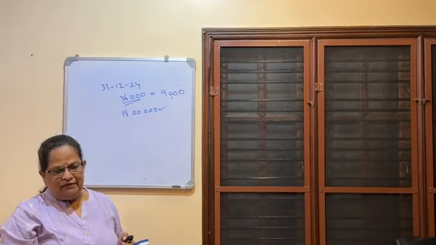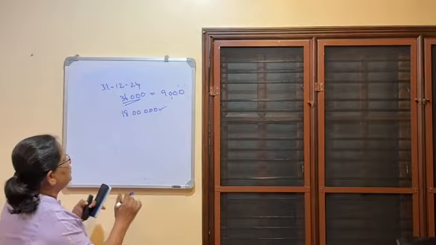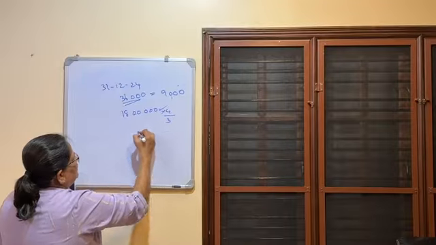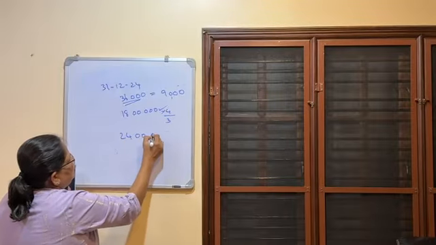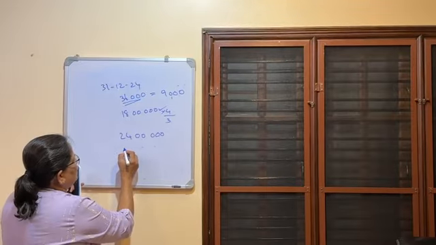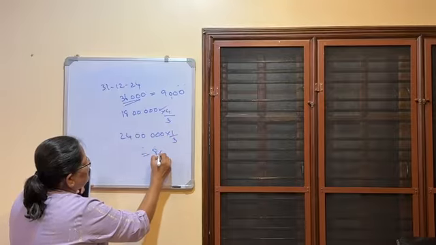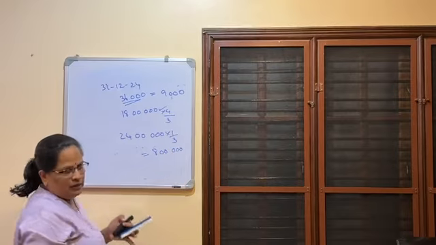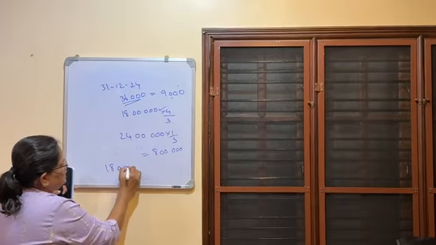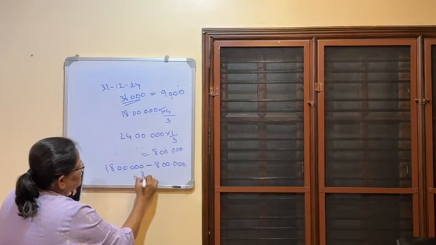Now if he is receiving gratuity, and 3/4 of the pension is commuted, his full pension will be 18 lakhs into 4/3, that means 24 lakhs. That will be his full pension. If he is receiving gratuity, 1/3 will be exempted, into 1/3, meaning 8 lakhs. Taxable pension is 18 lakhs minus 8 lakhs, so that is 10 lakhs.